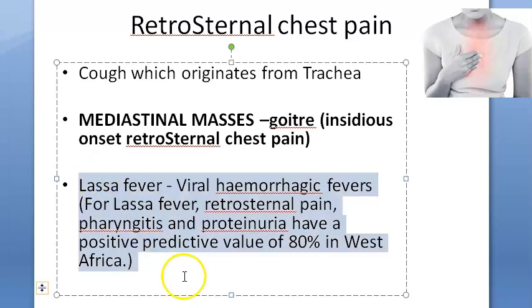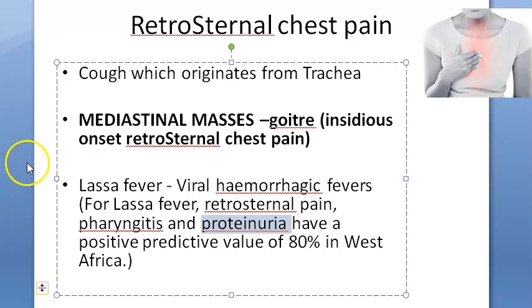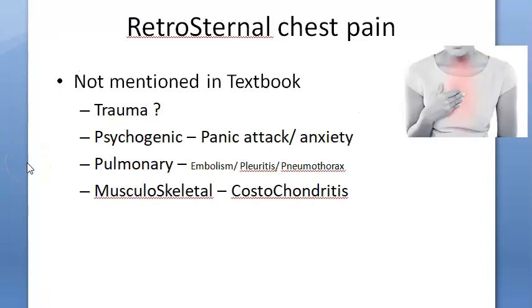Very good. At this stage, take a deep breath and relax. Let your retrosternal chest pain come down, right? Because now we have come to Lassa fever, viral hemorrhagic fever. This is what they are saying: in West Africa, if somebody has retrosternal pain, pharyngitis, and proteinuria, the chances that they have Lassa fever are very high. We have just included that here because we found it in the textbook. Lassa fever, viral hemorrhagic fever.